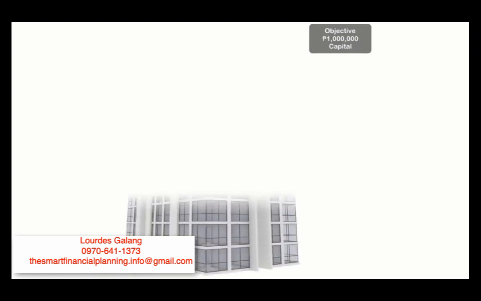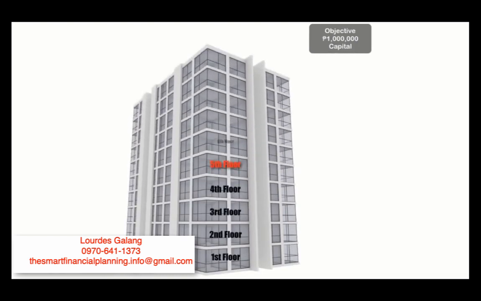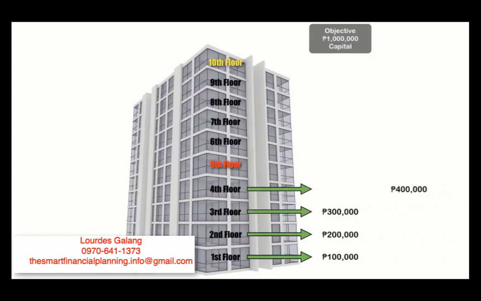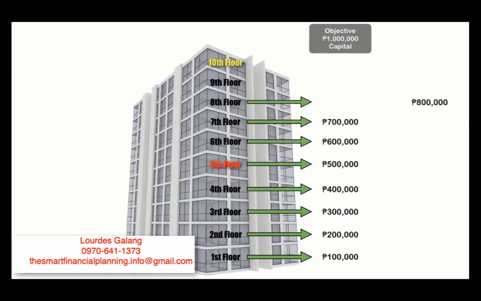Now let's say, for example, there's a building, and in this building, every floor has an equivalent of 100,000 pesos. So there are 10 floors in this building, and that would amount to the capital that you need, which is 1 million. Now, there are two ways for you to be able to get your objective of 1 million capital.